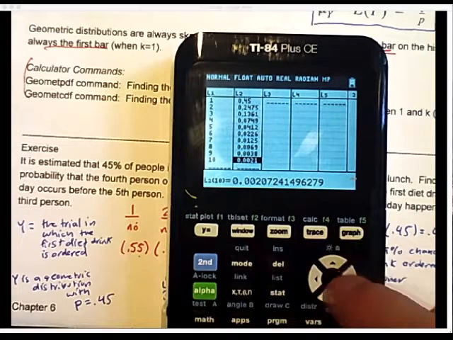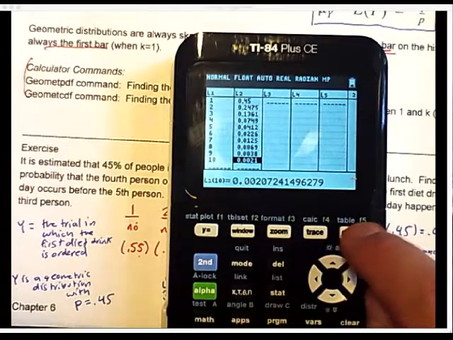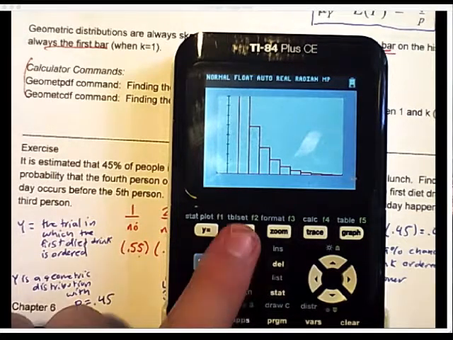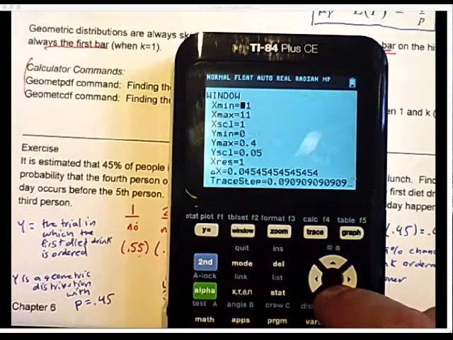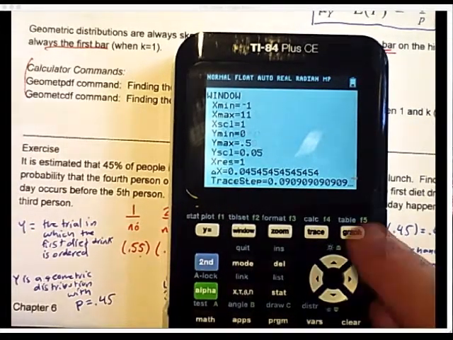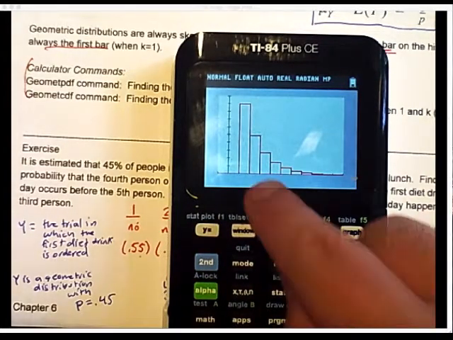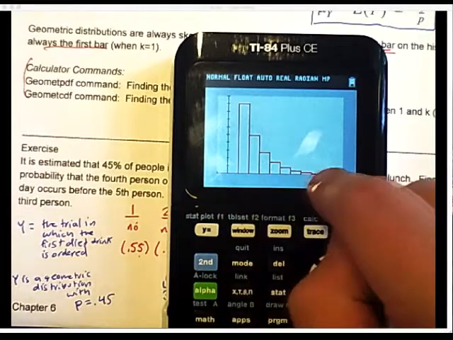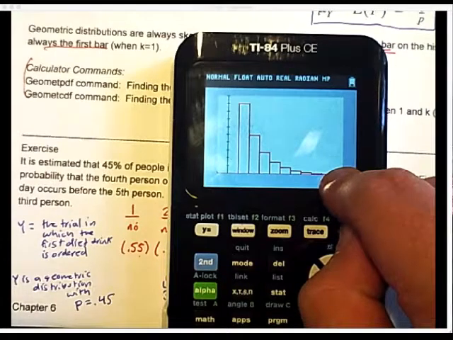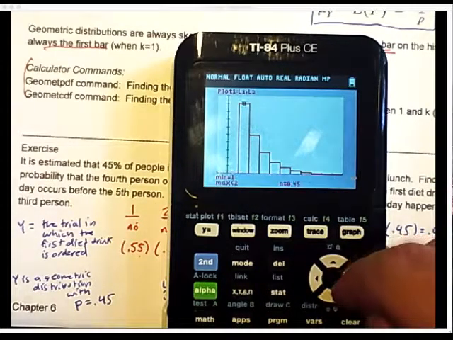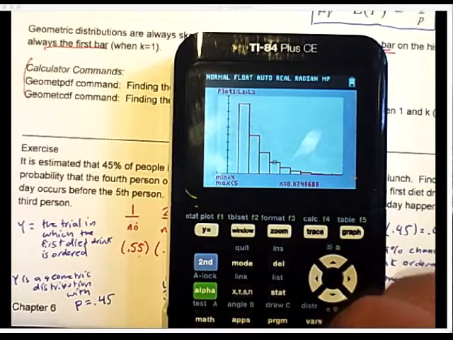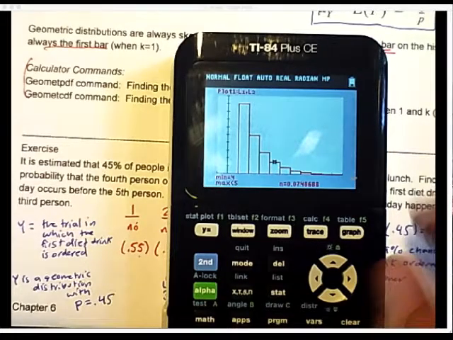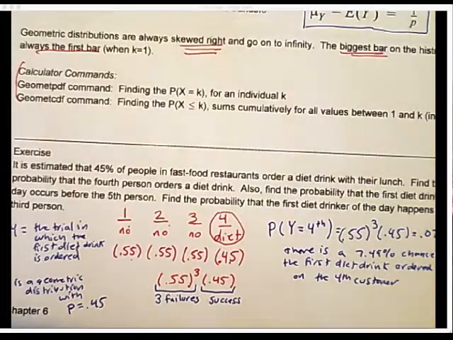Okay. Now, if we were to plot this, let me just graph it. Okay. The first bar is always the biggest. All right, so let me take it up to 0.5 so you can see it. All right, so in a geometric histogram, the first bar is always the biggest, and it's always skewed right. All right. If we go over to 4 here, that's that 0.0749. So that's the first part of the question.